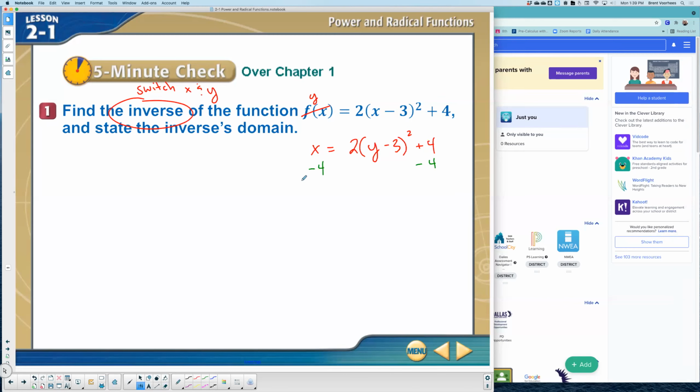Now, this is an equation, which means both sides are equal. So if I'm going to keep it equal, because that's what I need to do mathematically, whatever operation I do on the right side of the equal sign, I need to do on the left side, just so it stays balanced, so it stays equal. So I now have x minus 4 equals 2 times the parentheses y minus 3 squared.